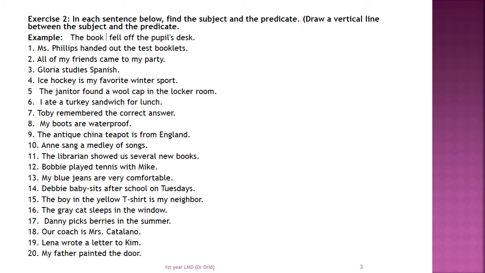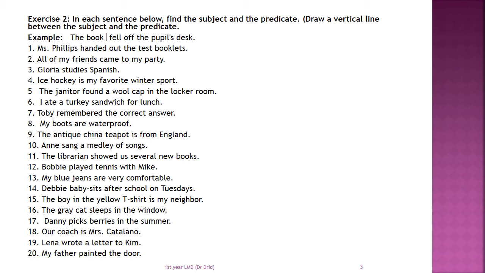The book fell off the pupil's desk. Always look for the verb in order to find the beginning of the predicate. Fell off the pupil's desk is the predicate. The book is the subject. 1. Ms. Phillips handed out the test booklets. What should I look for here? I look for the verb to find the beginning of the predicate. Handed out the test booklets, the predicate. What we are speaking about, Ms. Phillips. Ms. Phillips is the subject.